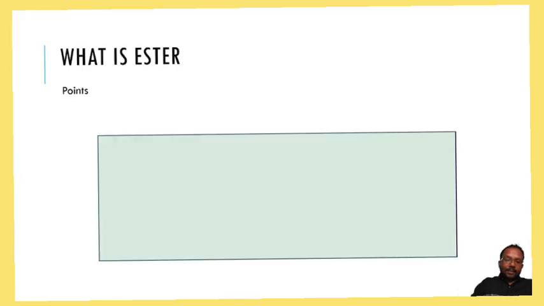First of all, what is ester? Simply, ester is a derivative of carboxylic acid. What is carboxylic acid? Generally, organic compounds containing the COOH group are called carboxylic acids.